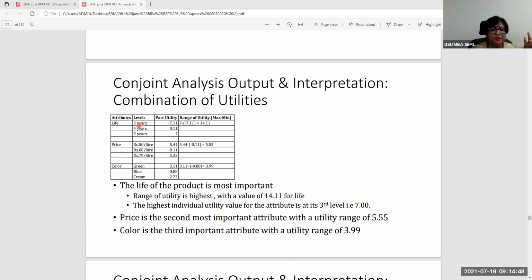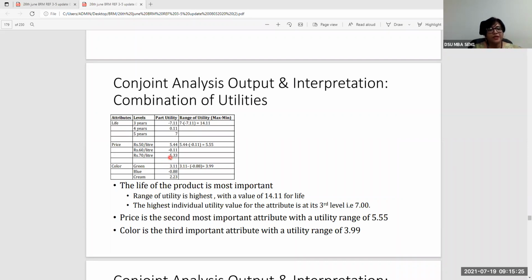So therefore the life element, the 3 years level, has been given a utility level of minus 7.11, 4 years 0.11, 5 years is 7. For price levels, it is not only that the person is price conscious, but this input is going to be taken along with other attributes, right? So what are the attributes that are going to be taken? 50 rupees per liter, the part utility evinced by the customer is 5.44. 60 rupees per liter has been given as minus 0.11, that is negative, that means it's not really liked. And 70 rupees per liter has been given as 5.33.